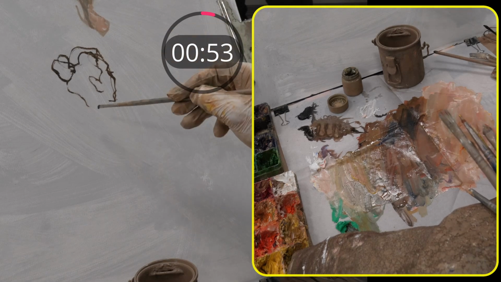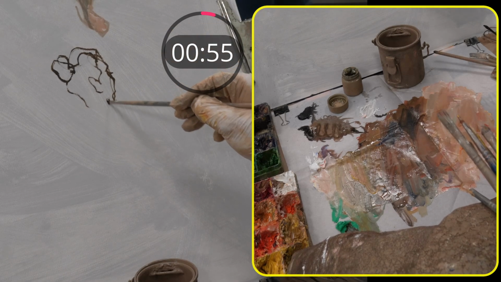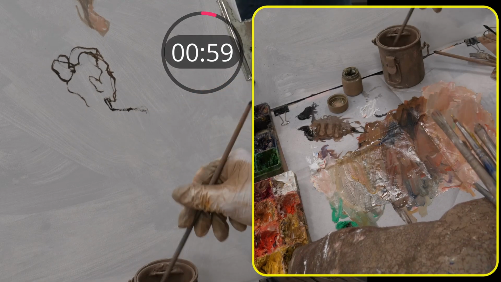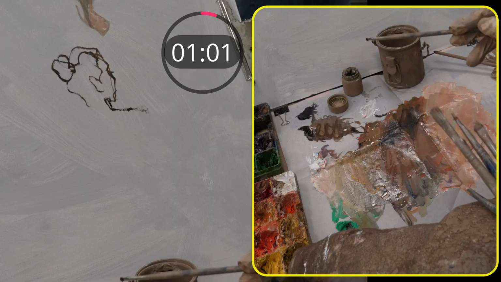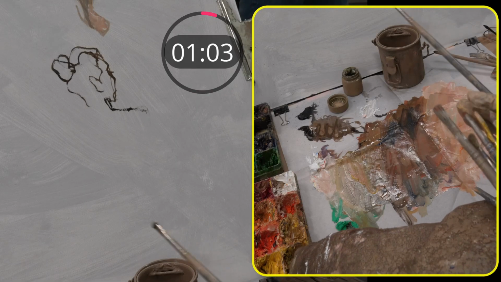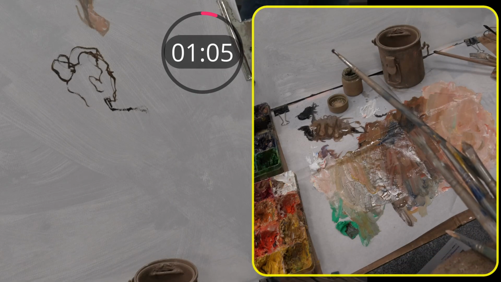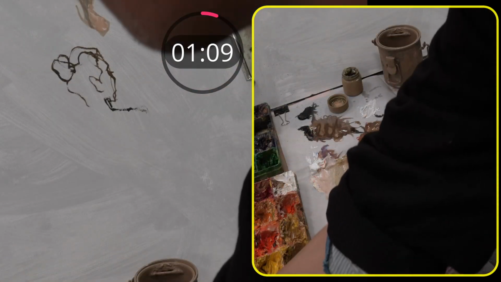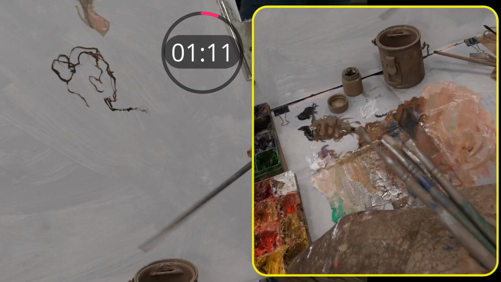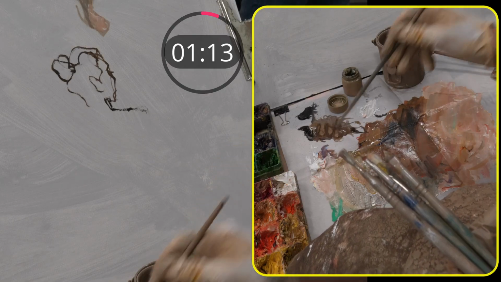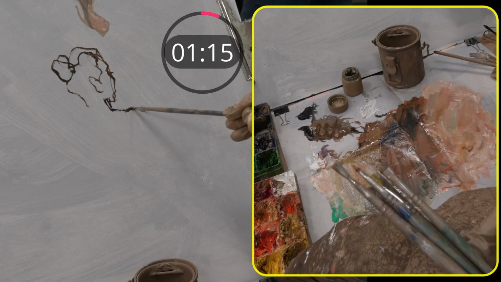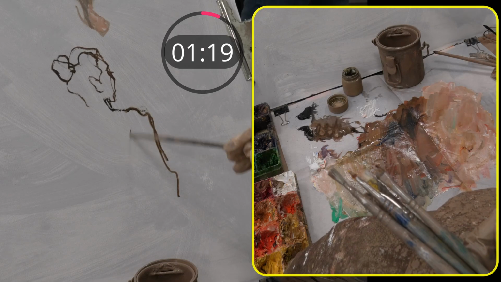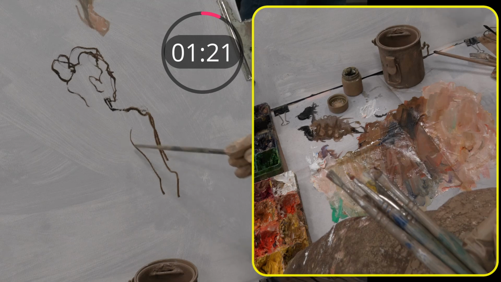More like Matisse. What am I doing? You're thinking about the lines, right? So, these lines together. But basically, I'm thinking about the lines. If I draw this, it looks like a circle.